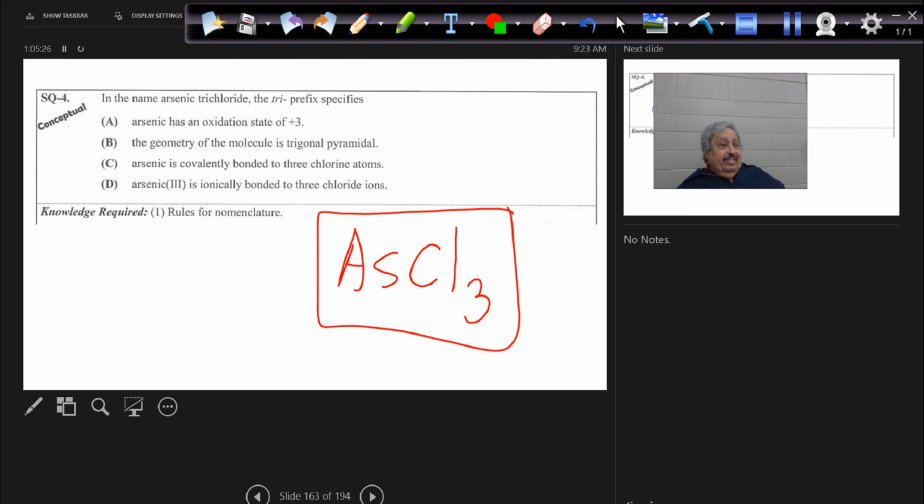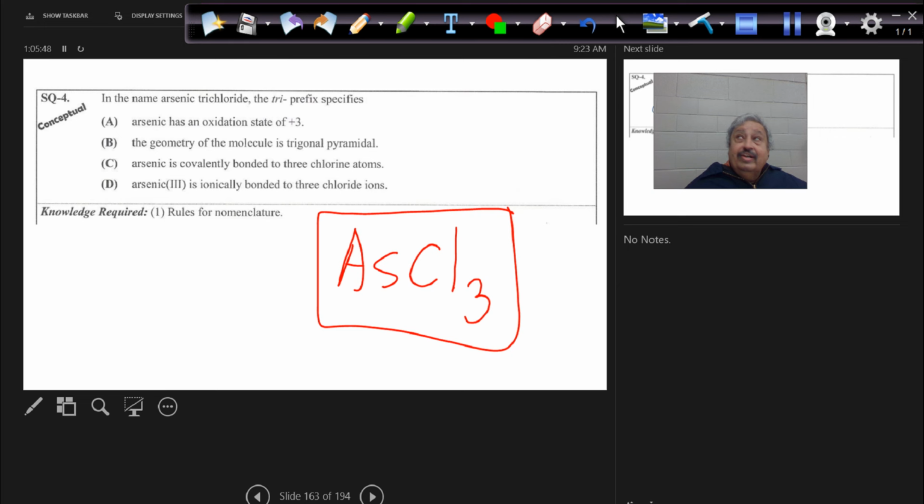This is arsenic trichloride, correct? So the tri prefix, what is it related to? To arsenic or to the chlorine atom? To the what? To the chlorine atom, correct? Now, what will be this one here?